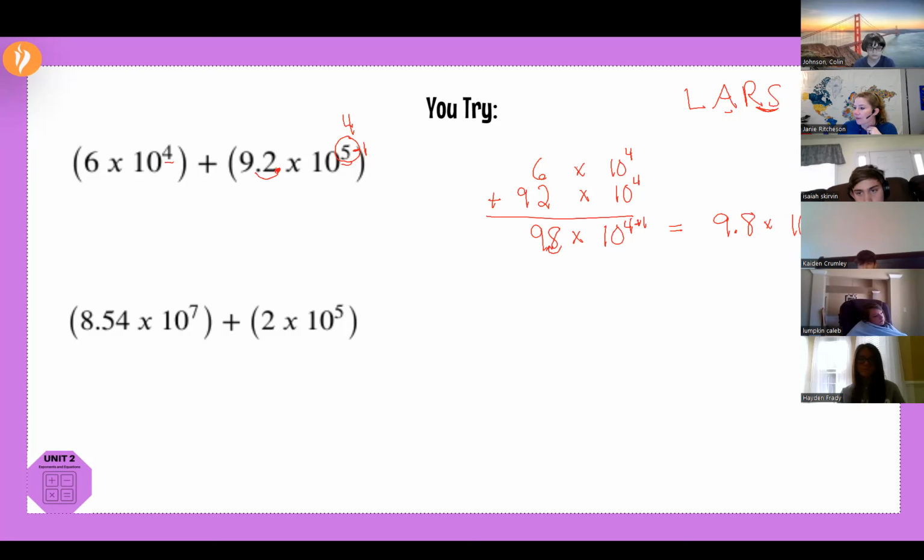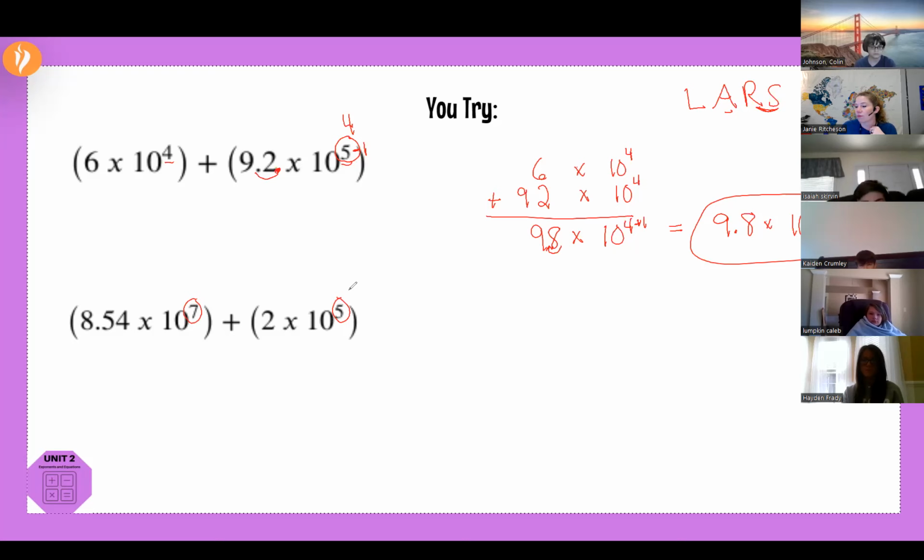Okie dokie. That's how you do it without a calculator. You have to make your exponents the same. All right, on the bottom one, our exponents are not the same. So are we going to turn them both into 7s or both into 5s? What would you like to do?